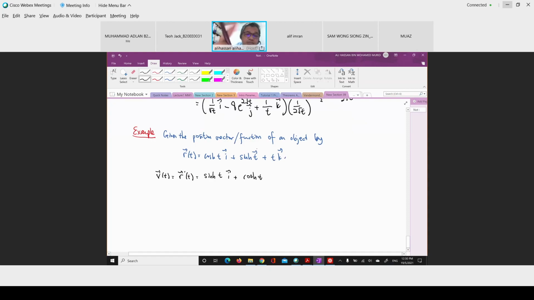And then finally, what is the acceleration vector? It is equal to the derivative of the velocity vector. So differentiate the velocity vector, we get cosh t i plus sinh t j. Okay, that's all. There's no vector k here. All right, so these are just some simple applications of derivatives.